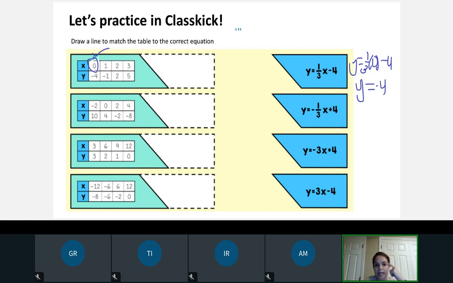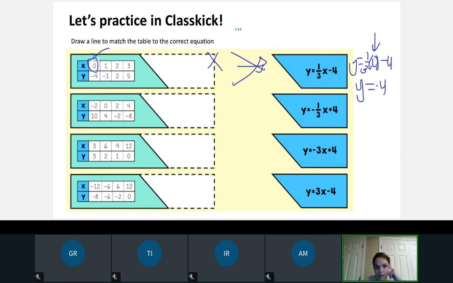Now what I would do is take 1, and I would plug 1 in for x. So 1/3 times 1, subtract 4. Well, that doesn't give me -1. So I know that this top one right here, this one, cannot go over here.